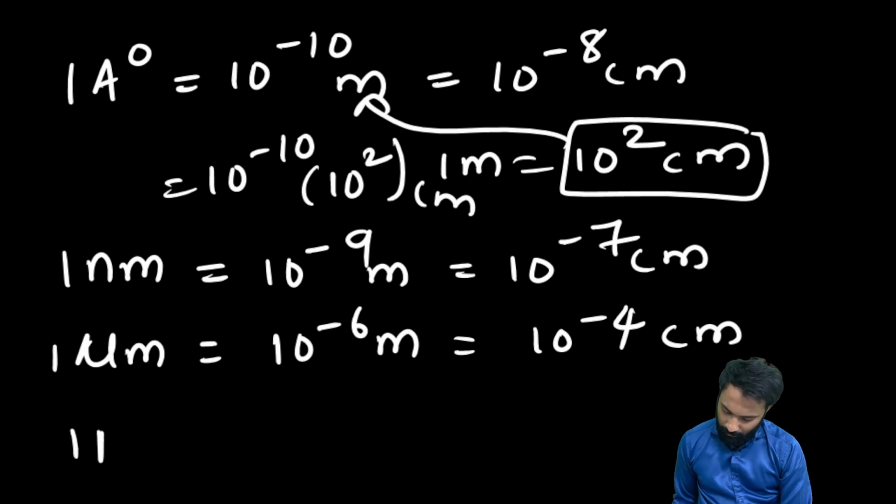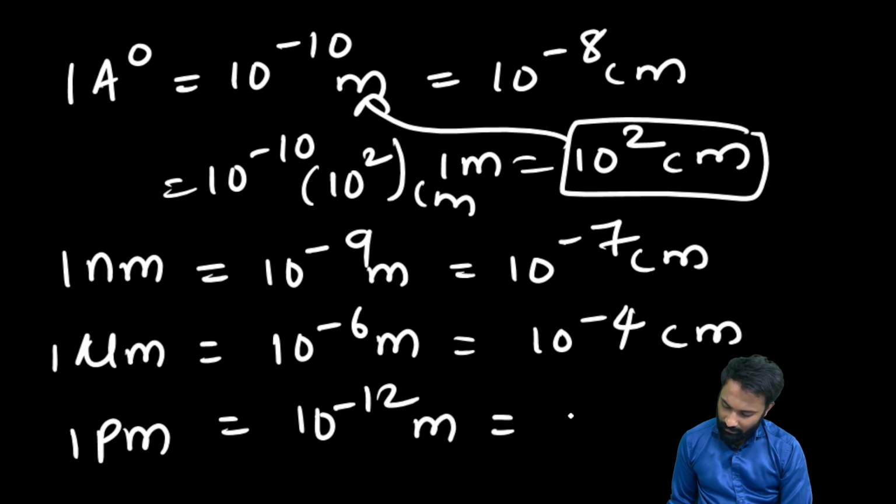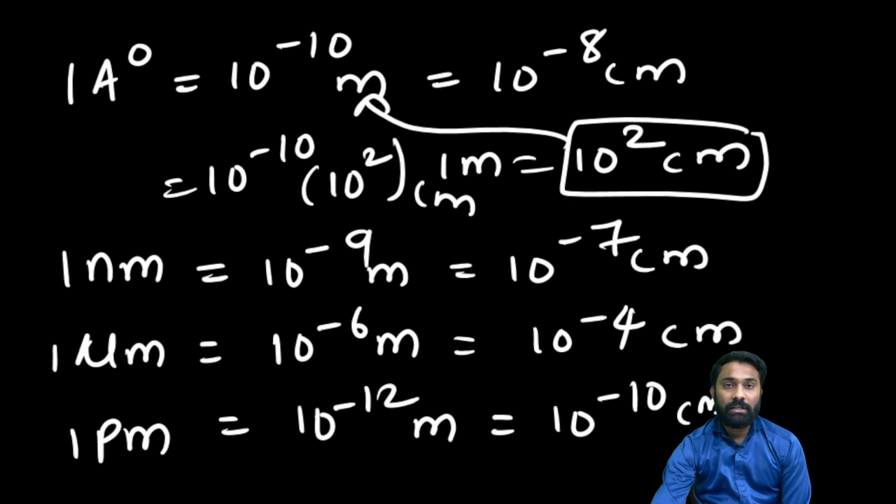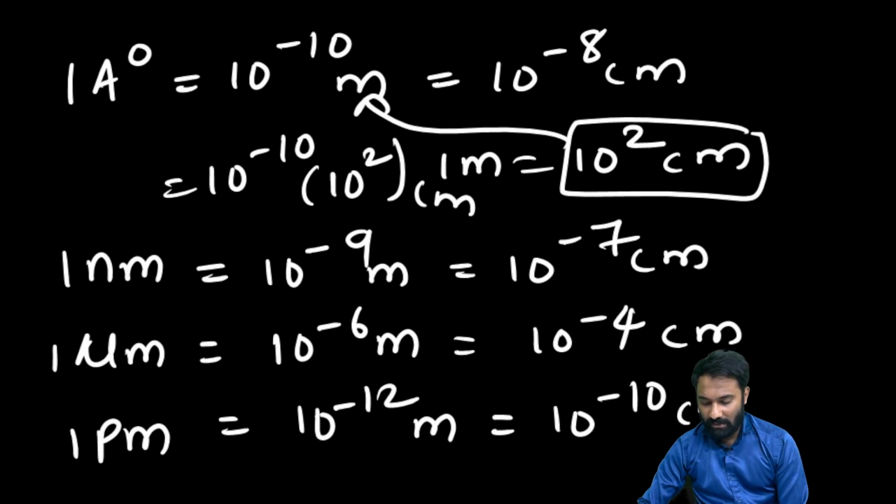Clear? 1 picometer will be equal to 10 to the power minus 12 meter and 10 to the power minus 10 centimeter. Clear? These are the length units that we are going to use in our chemistry. More than this, we are not going to use other than these in our chemistry. Clear?